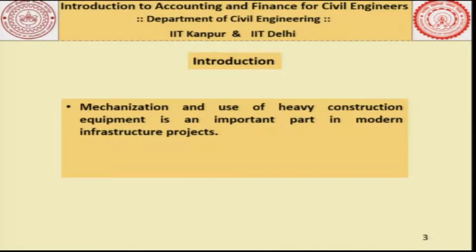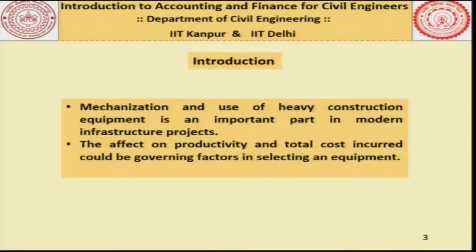Now, coming to introducing this topic, we understand that mechanization and the use of heavy construction equipment is an important part of modern infrastructure projects. When we see any of these infrastructure projects, whether it is a flyover or a metro construction going on, we find a lot of equipment at site. Of course, we must also remember that it is not only the equipment at site which is used, but there are equipment which are not easily seen at sites. They are also part of the mechanical equipment, which are important as far as the construction industry is concerned.